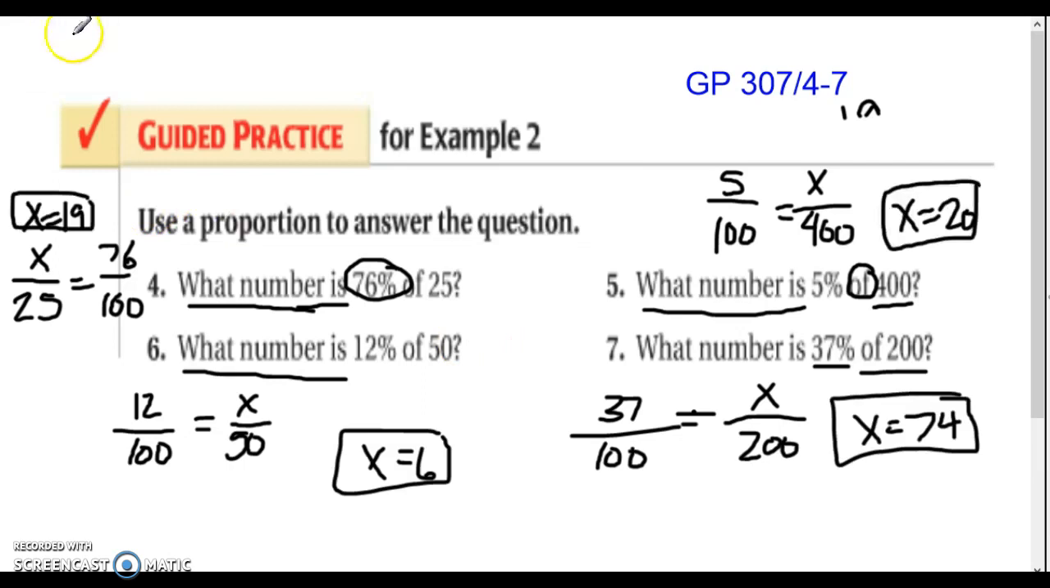Okay, so when you use cross products for number 4, you should have gotten 19. Number 5, you should have gotten 20. Number 6, you should have gotten 6. And number 7, you should have gotten 74. If you made a mistake, my guess is that you just multiplied wrong. So go ahead and try that again before you move on. If you're still struggling with your cross products, go ahead and highlight these problems and we will review them afterwards.